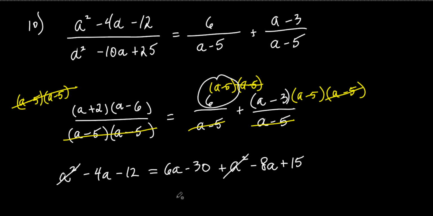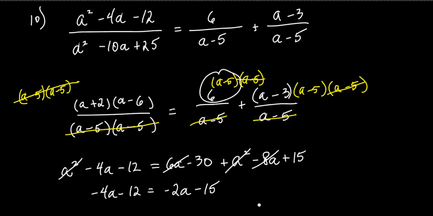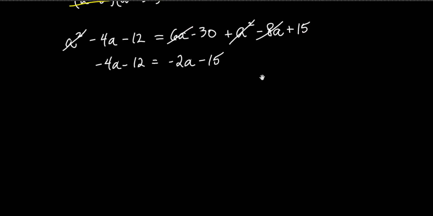Let's just add like terms, okay? Let's just keep this over here. I don't want to do too much. I was trying to think of easier ways to do it, but let's just add like terms. So what do we have here? We got 6a minus 8a. What's 6a minus 8a? It's negative 2a, correct? 6 minus 8? Yes? Anybody here? All right. What about this? Negative 30 plus 15. That's what? Negative 15, correct? Okay. So I added like terms.